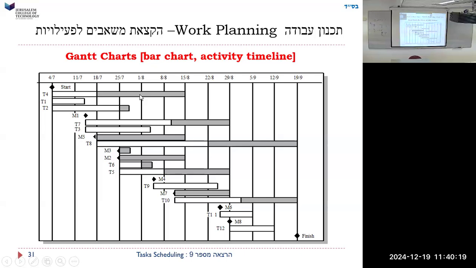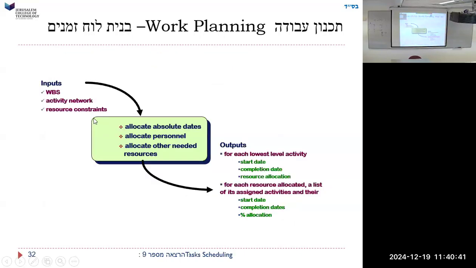Maybe the gray is where there's a problem. I mean, where something is taking, maybe the full time of T4 is to here. But at this period, it doesn't have the resources that it needs because they're being used by T7. Something like that. I don't know. Then we should have started earlier. I'm not sure. Okay, I don't know what this is showing.